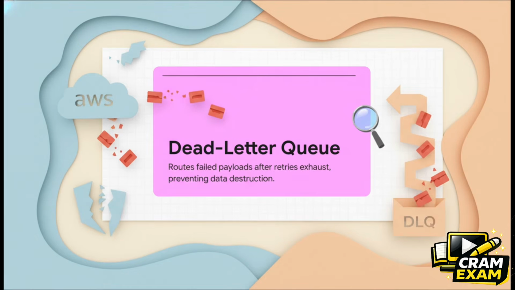Finally, if your function is processing events asynchronously, like reading messages off an SQS queue, you absolutely cannot let a timeout silently destroy your data. You must configure a dead letter queue, or a DLQ. When Lambda exhausts all of its retries, the DLQ automatically routes that failed event payload safely aside. This allows you to go in and analyze exactly what corrupted data broke your code without losing that data forever.